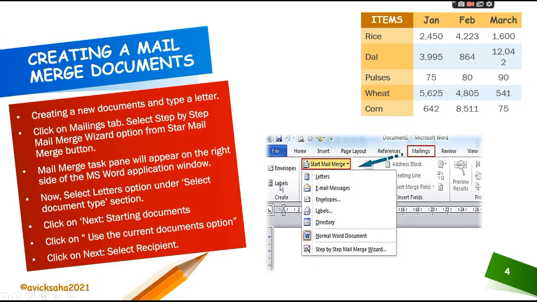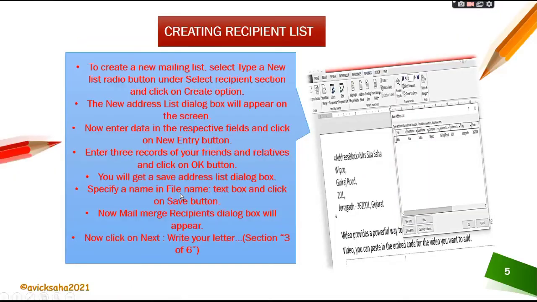Now how to create, I told you how to create. Now we will go to the next, creating a recipient list. That also I have made, I have shown you. Okay, only the steps are given. To create a new mailing list, select the type a new list radio button under the select recipient section and click on the create option.